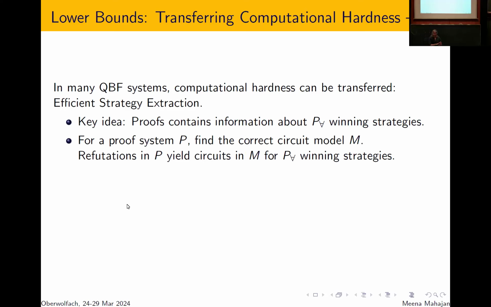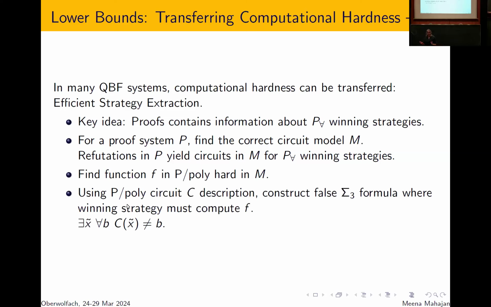Depending on the rules of the proof system, for each proof system, try to identify what is the correct circuit model in which the counter model can be described. The circuit model will depend on the rules of the system. And refutations in P are going to yield circuits in this model M for the counter models. Now you find a function which has small circuits, and which is hard in this particular model. These models are always going to be much more restricted than general circuits. So we want a function which is easy with general circuits, but which is hard in this particular model.